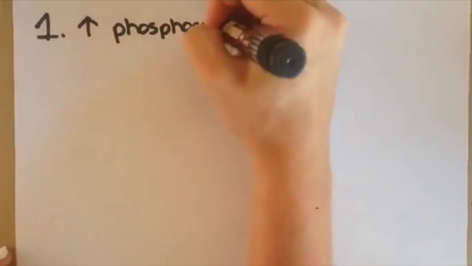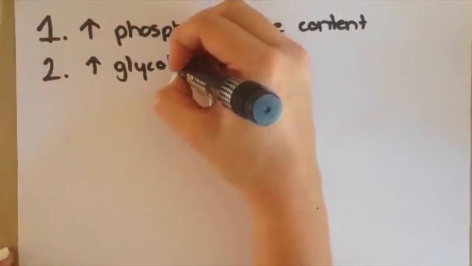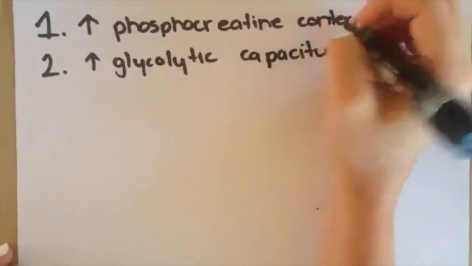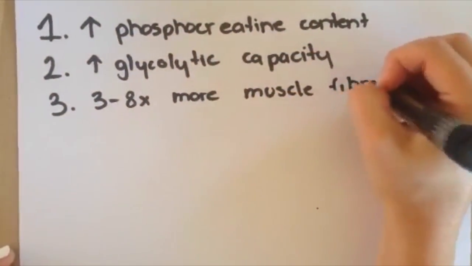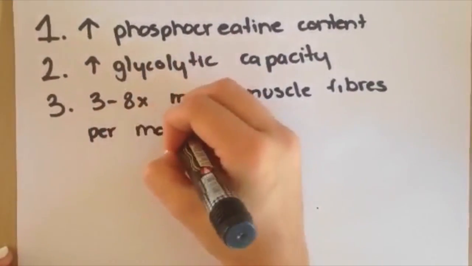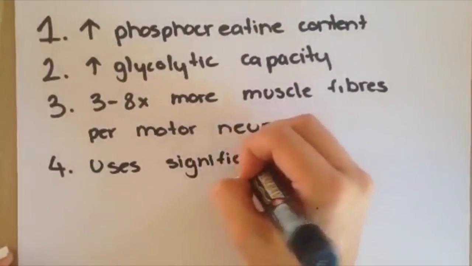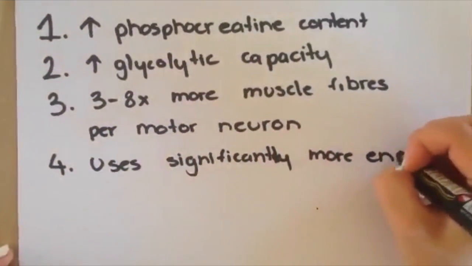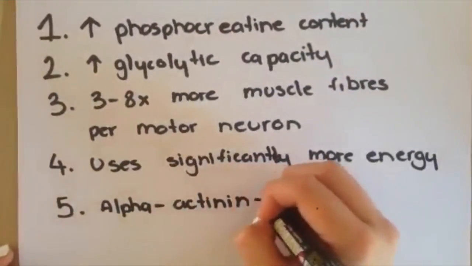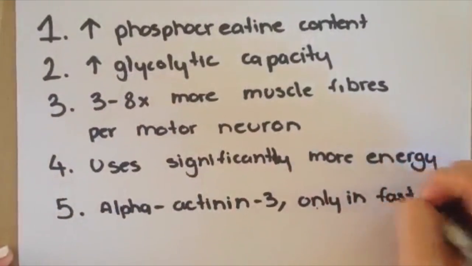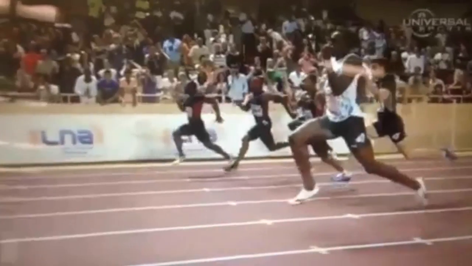High phosphocreatine content, a chemical that facilitates the production of ATP. 2. High glycolytic capacity, meaning ATP is produced in glycolysis. 3. 3 to 8 times more muscle fibers per motor neuron and the ability to reach peak tension in 50 milliseconds. 4. Thus, much faster and stronger, but rapidly fatigues and uses significantly more energy, approximately 5 times. 5. Alpha-actinin 3, one protein involved in muscle contraction, present only in fast twitch fibers.